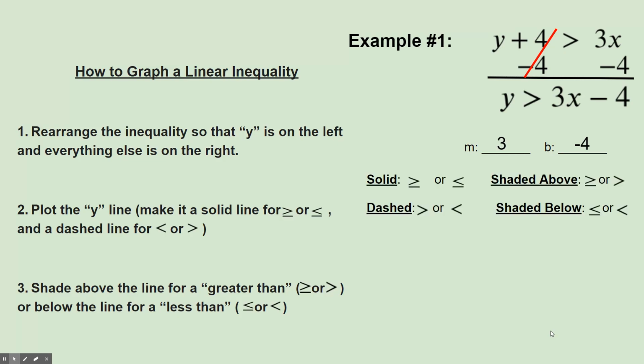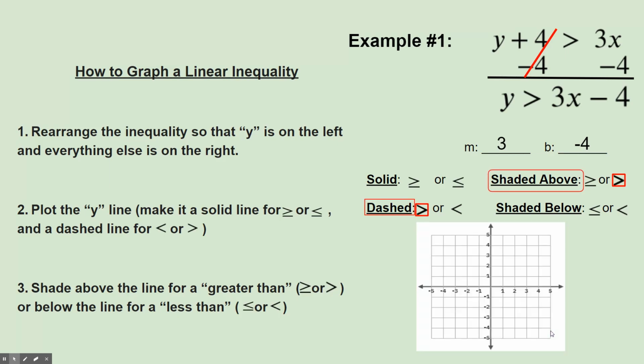Next, we have to decide, is it solid? Is it dashed? Is it shaded above or shaded below? So the symbol is a greater than symbol. So finding the greater than symbol means that we are going to shade above the line. And it's going to be a dashed line.